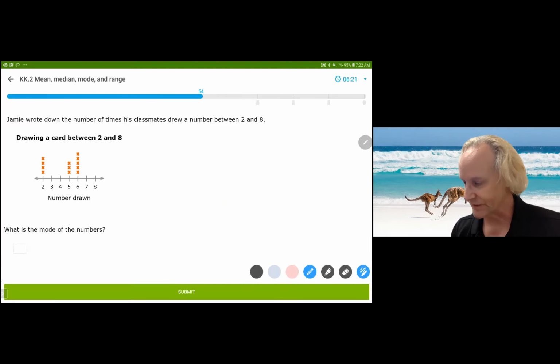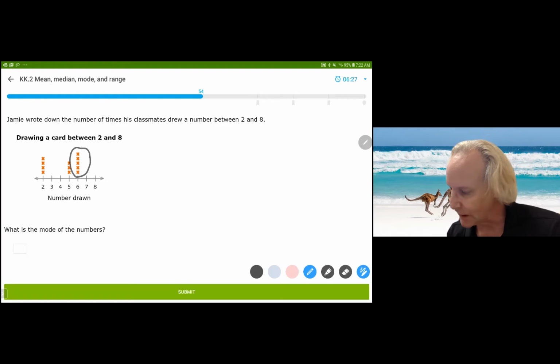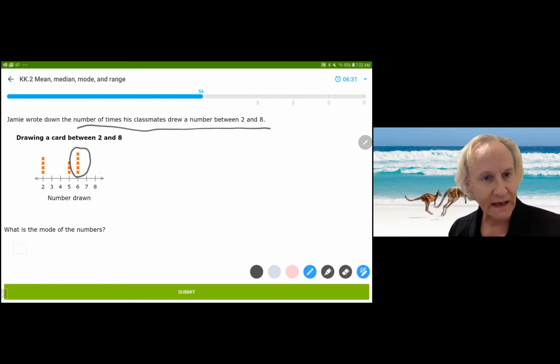The mode of these numbers. Now this time we want the one that's the most popular, and there are 5 people who chose or drew a number between 2 and 8. So 5 people drew a 6, only 4 people drew a 2. So the mode is 6 in this case.